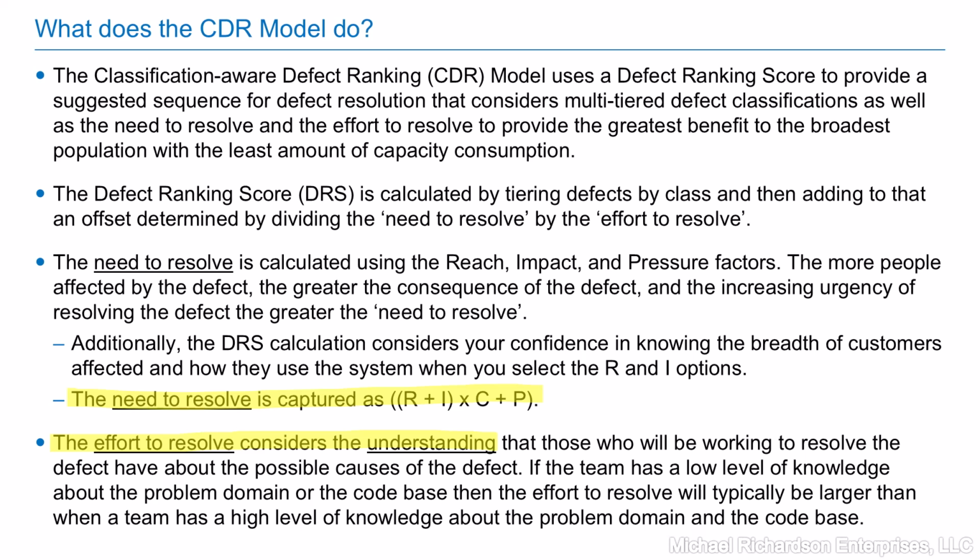The defect ranking score offset is determined by dividing the need to resolve by the effort to resolve, so that the most needed resolutions requiring the least amount of work have a higher defect ranking score within each class of defect. Here we see that the need to resolve is captured as this equation segment, and we'll discuss these variables in the upcoming slides. We'll also discuss using understanding as an inverse proxy for effort or time.